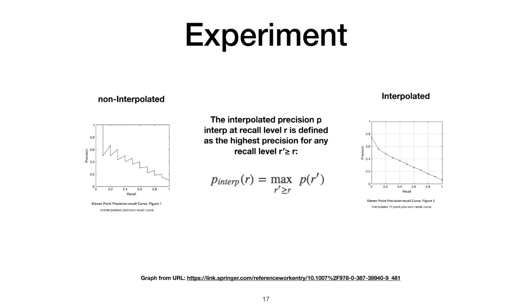Before we go further, I want to introduce the difference between non-interpolated and interpolated graphs. The non-interpolated 11-point precision-recall curve has a sawtooth-like shape, because at the same recall, the precision will drop for the next retrieved instance which is not relevant, or I mean not positive. But for the interpolated one, we define the precision P interp at the recall level R as the highest precision for any recall level R prime not less than R. I will next explain it in a more friendly way with simple examples.